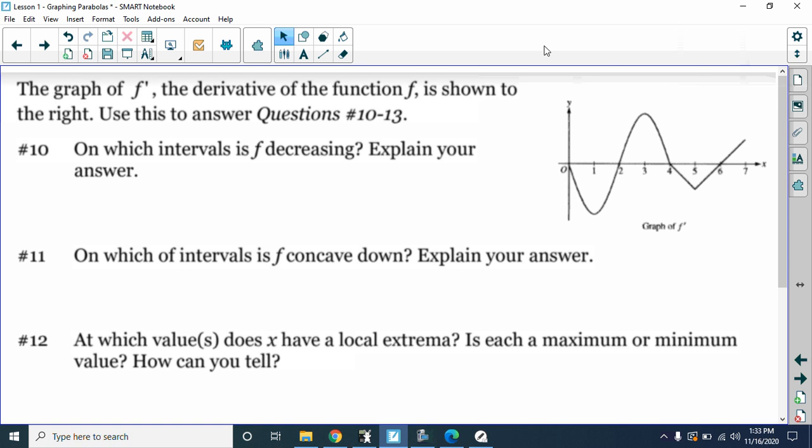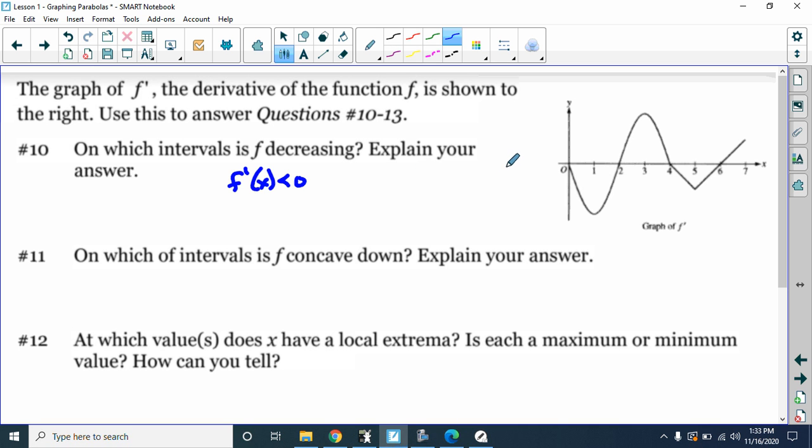Numbers 10 through 13 on the Unit 3 practice test is one of these where it gives us a graph for the derivative and then asks us questions about the function itself. So number 10 wants to know, where is f decreasing? Decreasing means that the derivative is negative. So I need the derivative of f to be negative.